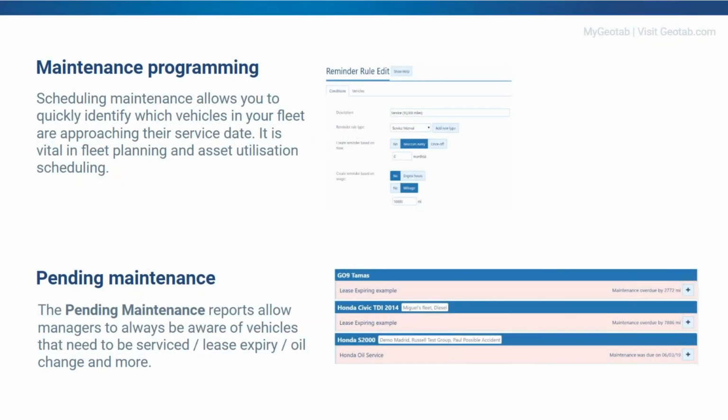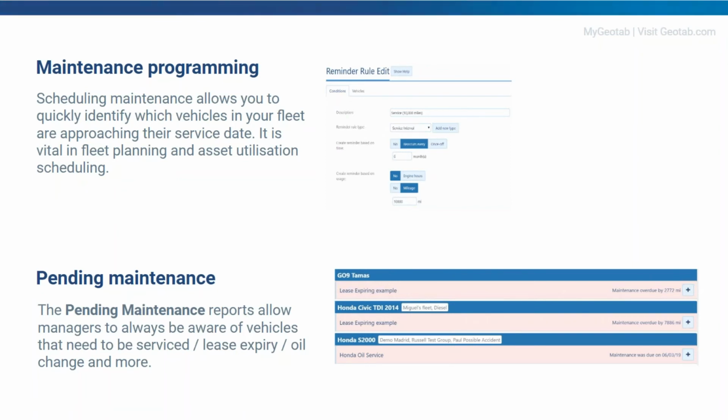MyGeotab offers, again in the platform, a very simple way to schedule maintenance by time or mileage. So you can set up, kind of like the exception events, a reminder rule that's triggered after so many months, after so many miles. And that can be for a vast range of things, from service, MOTs, oil changes, lease expiry, etc. So therefore we can take this into account in our planning.